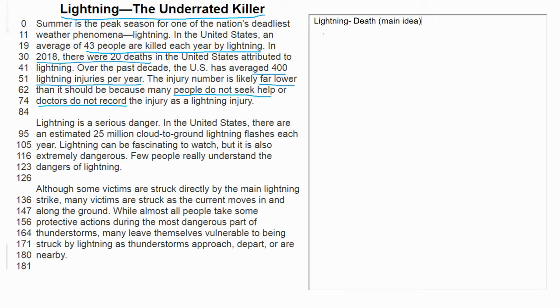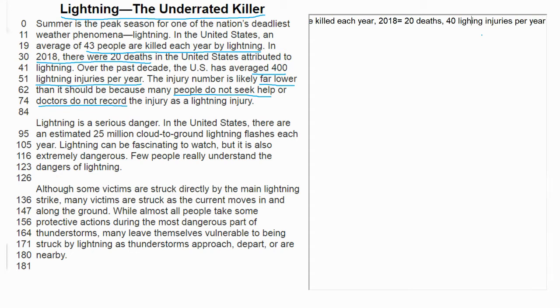So this first paragraph had a lot of good information about deaths and facts and figures like that. So I am wanting to add that information to my notes. So I'm going to say 43 people, ooh, if I could type that correctly, are killed each year. I'm going to add in that in 2018, there were 20 deaths. And then I'm going to add in there were 40 lightning injuries per year.